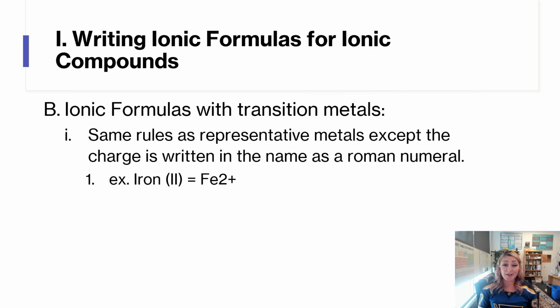Next, we're going to talk about writing formulas with transition metals. So the rules are all the same, thankfully, as what we did for the representative metals, except you will get a name that has a number in Roman numerals. So here's your Roman numerals. There's our number. And the charge is denoted by the Roman numerals. So for instance, iron 2 would be iron with a +2 charge.